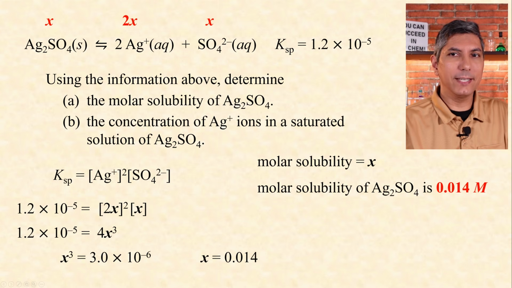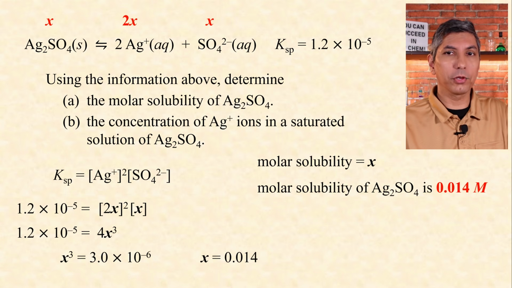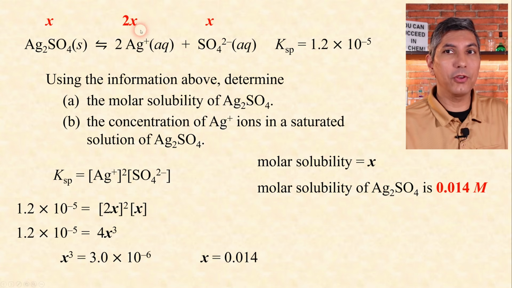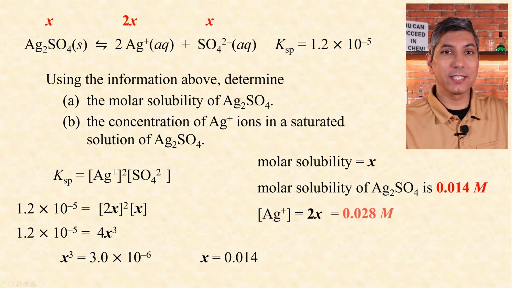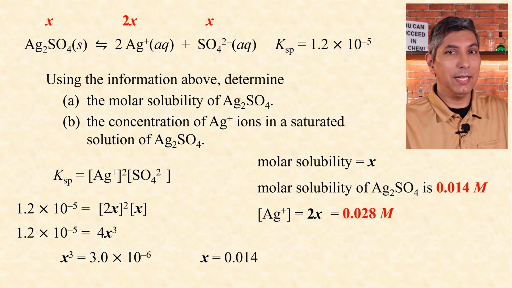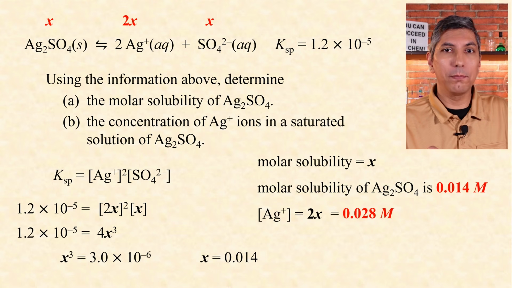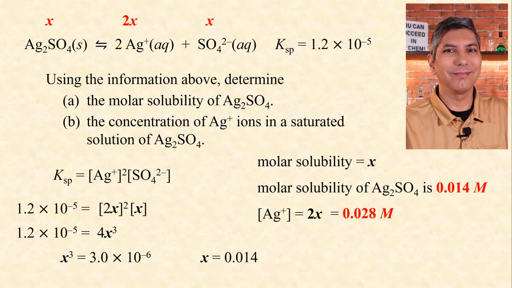Part B says to determine the concentration of silver ions in this saturated solution. Well, in our original expression, silver's concentration is 2x, which means we take 2 times our x value to find that the silver ion concentration in this saturated solution would be 0.028 molar.